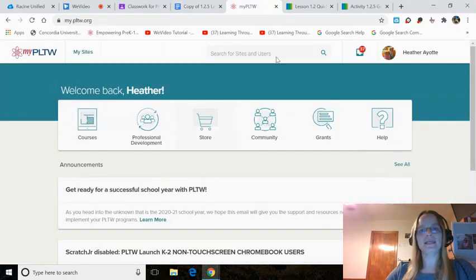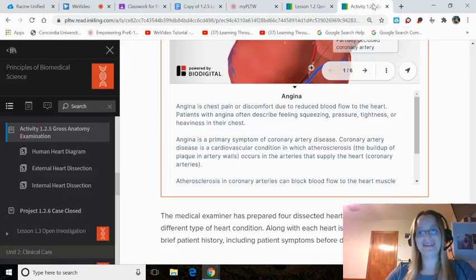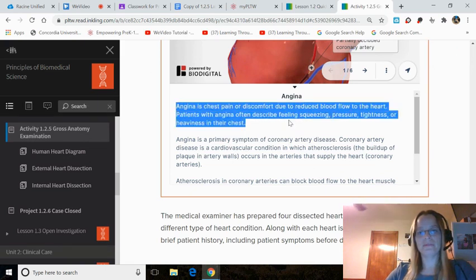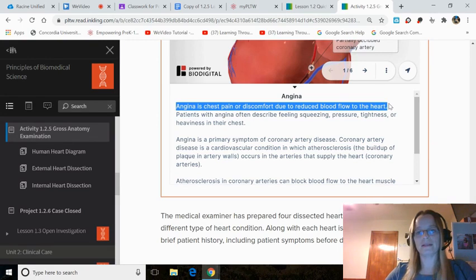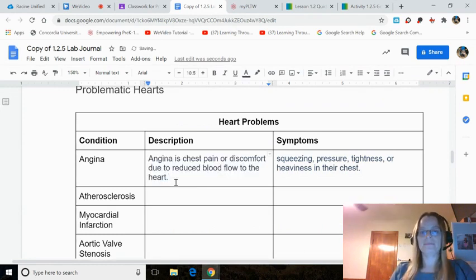And it did say right here, the description is chest pain or discomfort due to decreased blood flow to the heart. So I'm going to highlight that first sentence. Control C, Control V. There you go. If you've ever wondered what angina is, now you know.